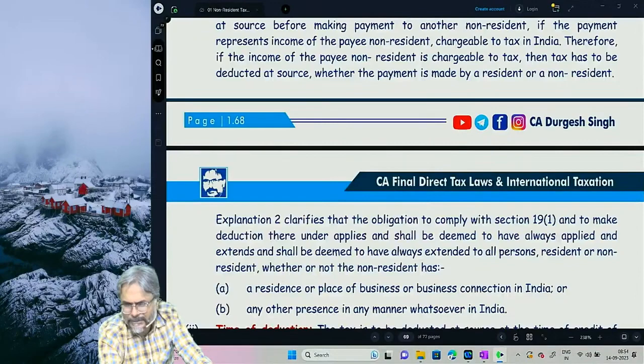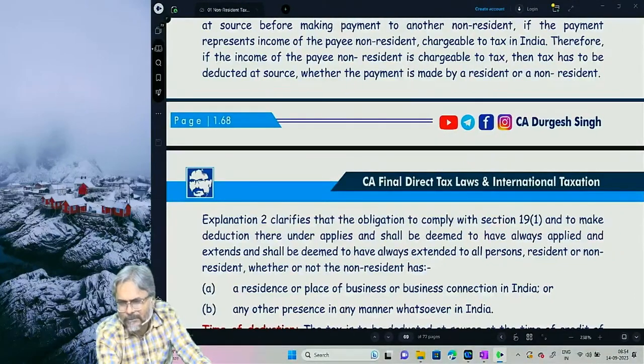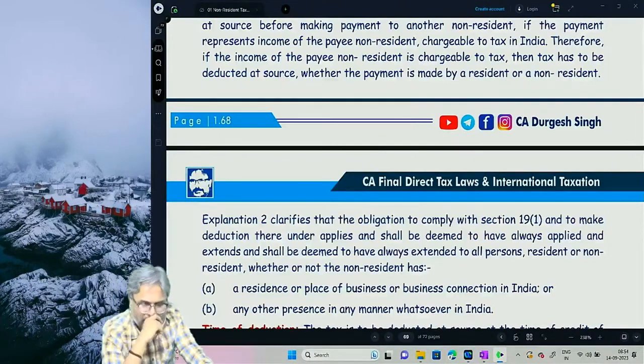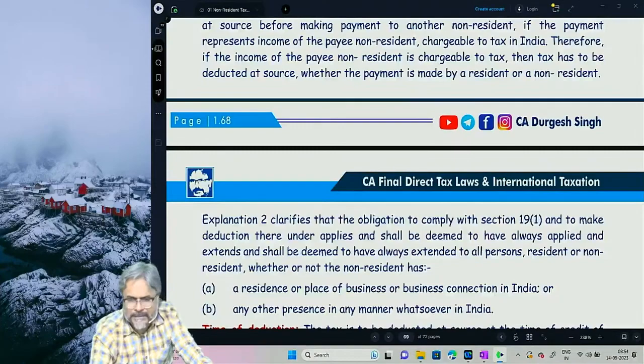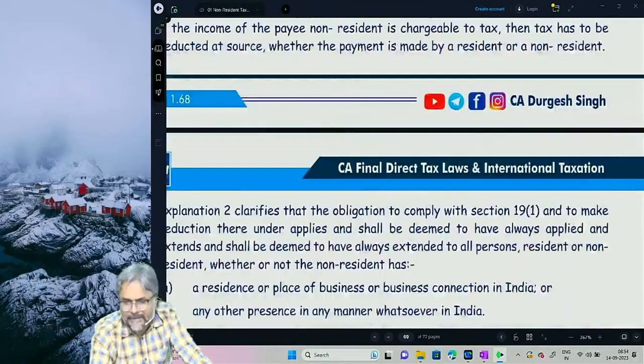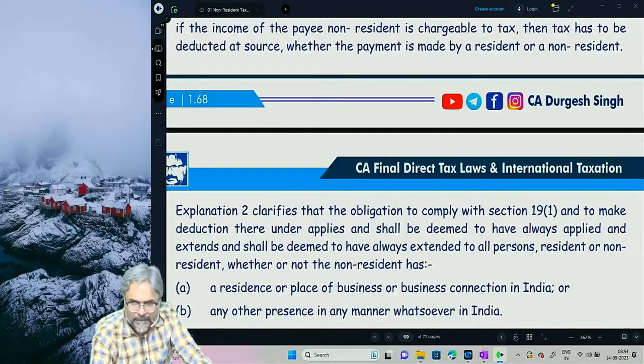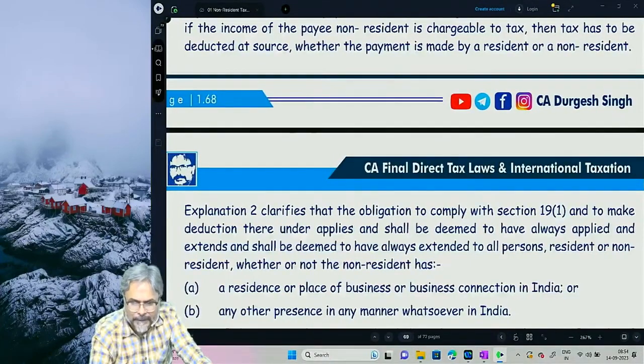Can you just make one correction? In explanation number 2, 19.1, just make it 195. 195 subsection 1. In explanation 2, you can see 19.1. It's not 19.1, it is 195 subsection 1. Okay.